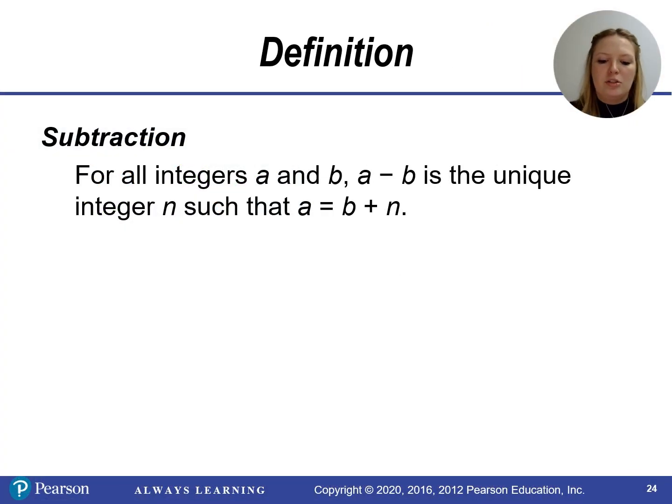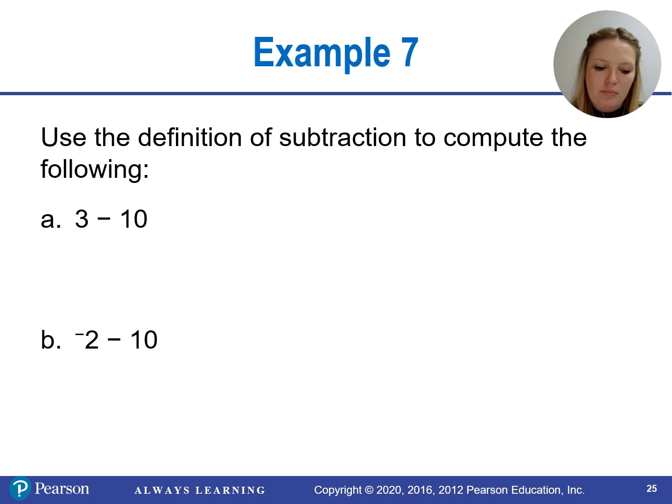For all integers a and b, a minus b is the unique integer n such that a equals b plus n. This is the same way we defined subtraction in the whole numbers. So we can use the definition of subtraction to compute differences.